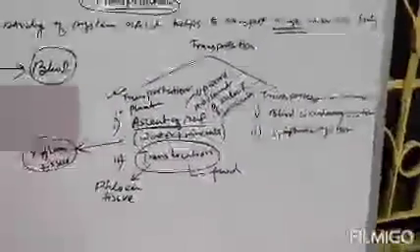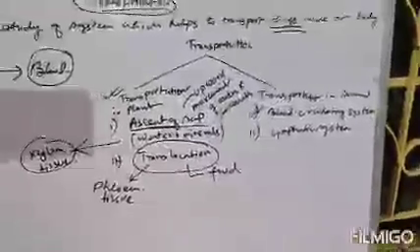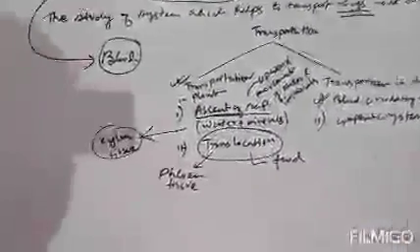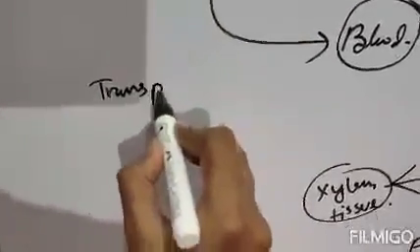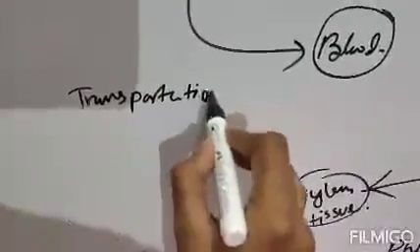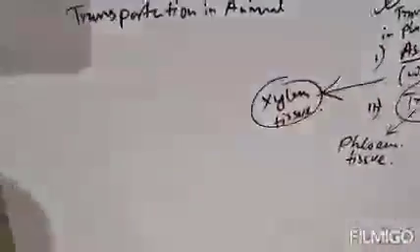Now coming to transportation in animals, there are two parts. One is the blood circulatory system and the other one is the lymphatic system. The blood circulatory system is the most important between these two. So this is transportation in animals, and it can be classified into two parts.